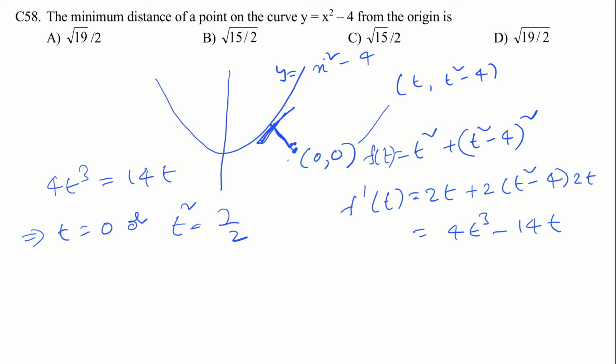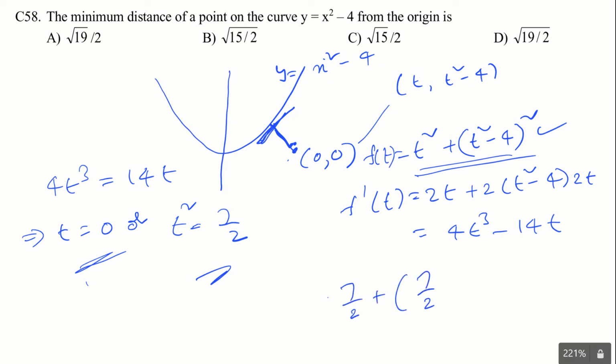Now let us see for what value of t this is going to be minimum. If I put t equal to 0, you can see that I am getting it as 16. If I give t square equal to 7 by 2, I am getting that as 7 by 2 plus 7 by 2 minus 4 whole square. So I am having it as 7 by 2 plus 1 by 4. So it is nothing but 15 by 4 I am getting.